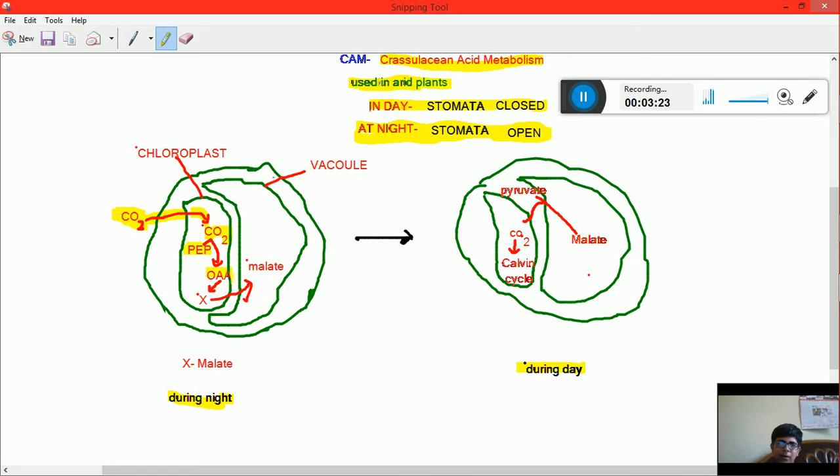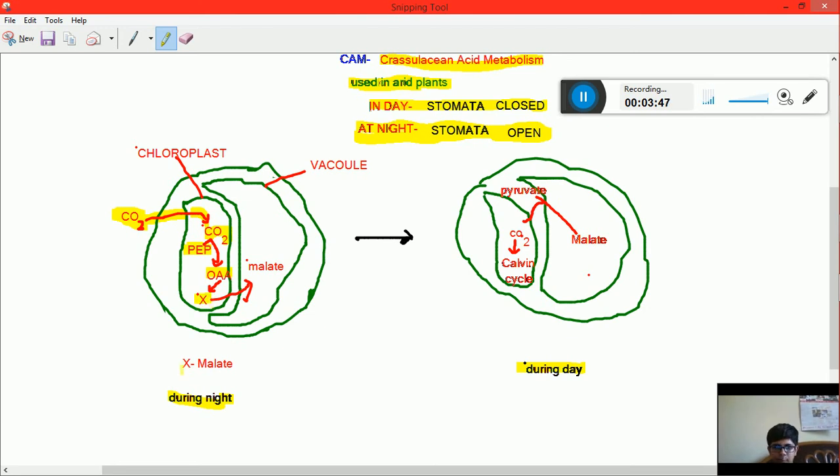If you don't know what these terms are, and haven't seen my video on the C4 cycle, I will give you links in the description. In that cycle, these two terms are used. So PEP reacts with CO2 and is converted to OAA, or oxaloacetic acid. Then this OAA is converted to malate.